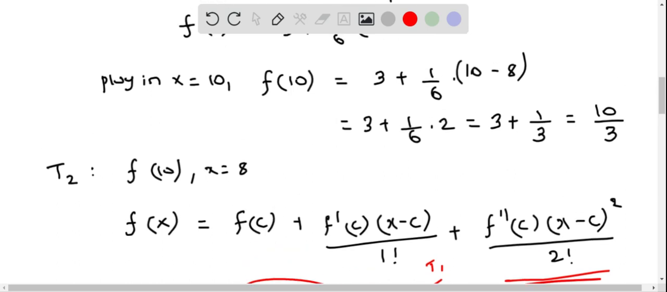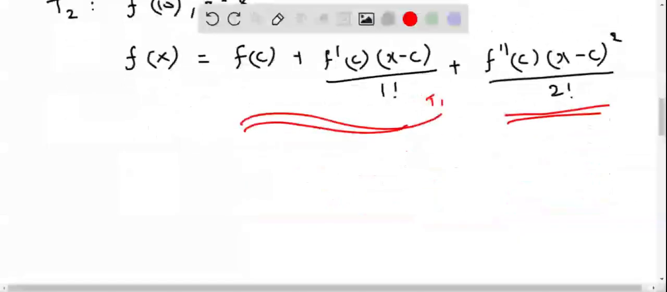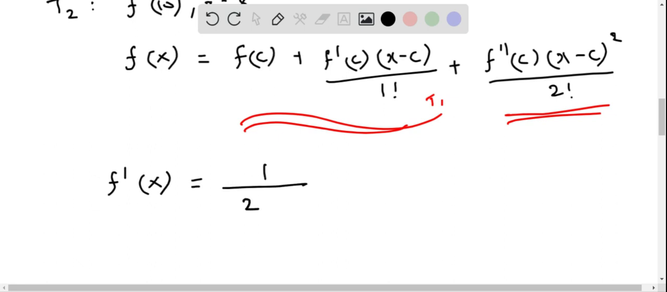For that, we need to find the second derivative of f of x. So let's copy the first derivative, that is f prime of x is 1 by 2 times the square root of x plus 1. I'm going to copy that here. Therefore, the first derivative of f of x is equal to 1 by 2 square root of x plus 1. This can be written in exponent form as 1 by 2 times x plus 1 raised to the power of 1 by 2. So this will be convenient for us to find the second derivative.